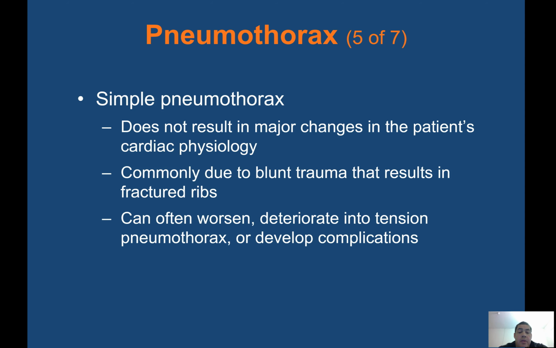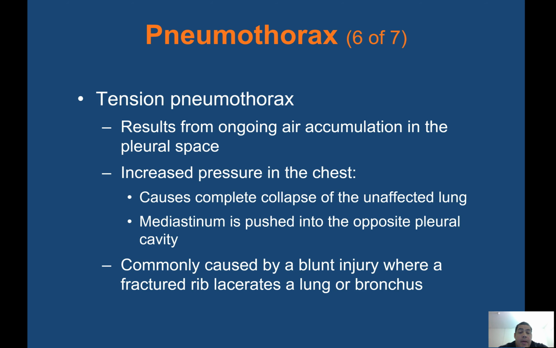Simple pneumothorax does not result in major changes in the patient's cardiac physiology. Commonly due to blunt trauma that results in fractured ribs, it can often worsen, deteriorate into tension pneumothorax, or develop complications. Tension pneumothorax results from ongoing air accumulation in the pleural space, increased pressure in the chest, and causes complete collapse of the unaffected lung. The mediastinum is pushed into the opposite pleural cavity, commonly caused by a blunt injury where the fractured rib lacerates a lung or bronchus.